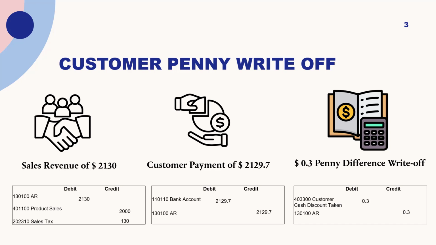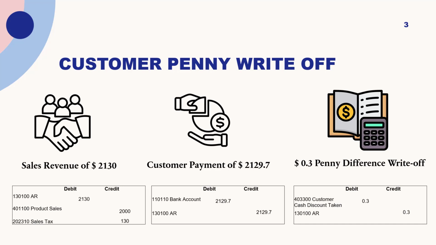AR team is going to post that transaction impacting the bank account and AR, so you can see the postings below, right? And then that leaves a 0.3 remaining balance, and according to the company policy, they just decide to write it off instead of reaching out back to the customer and trying to collect that 30 cents. It doesn't make sense. So that's where you would need to use this small balance or penny difference write-off process to manage the 30 cents posting to that specific customer cash discount taken account 403300.